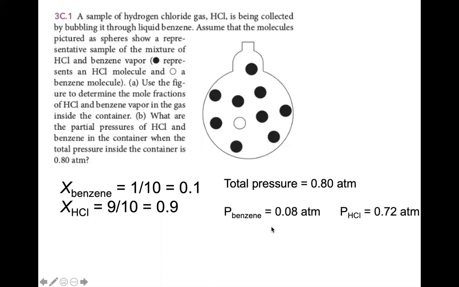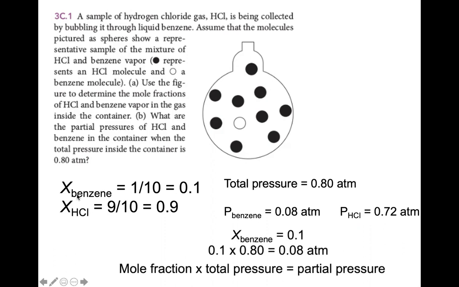To put some numbers on that, 10% of 0.8 is 0.08. 90% is 0.72. The proportions that you have, the partial pressures, add up to the total pressure, and they're exactly linked with 90% of the particles and 10% of the particles. The way this connects back to the mole fraction idea is this: if you take the mole fraction times the total pressure, that is the partial pressure of that component.